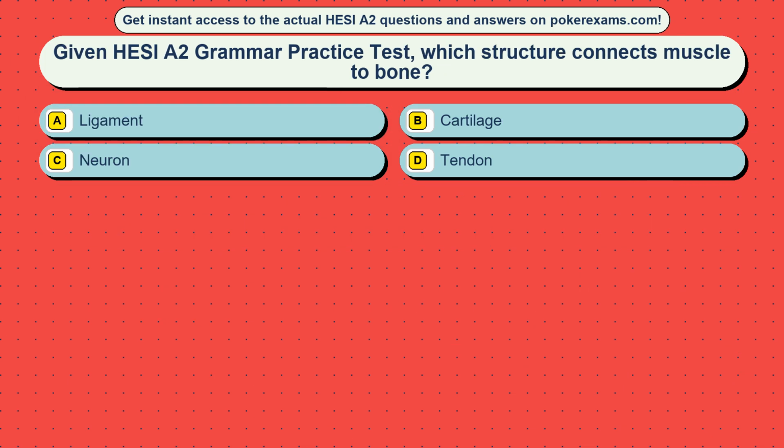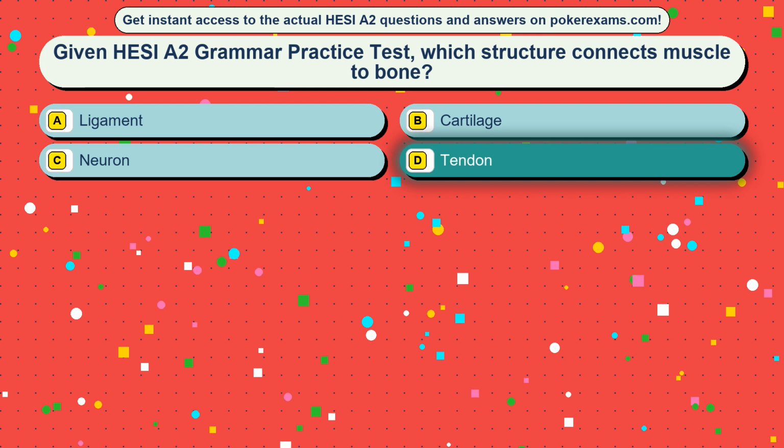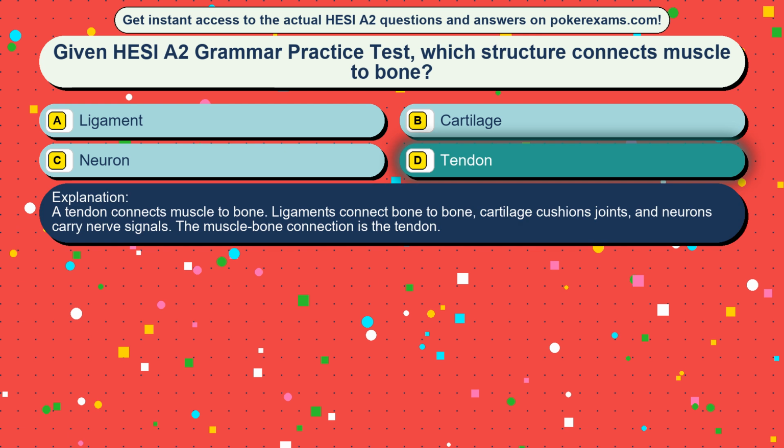Question 18. Given HESI A2 grammar practice test, which structure connects muscle to bone? Option A, ligament. Option B, cartilage. Option C, neuron. Option D, tendon. The correct answer is option D, tendon. A tendon connects muscle to bone, ligaments connect bone to bone, cartilage cushions joints, and neurons carry nerve signals. The muscle-bone connection is the tendon.